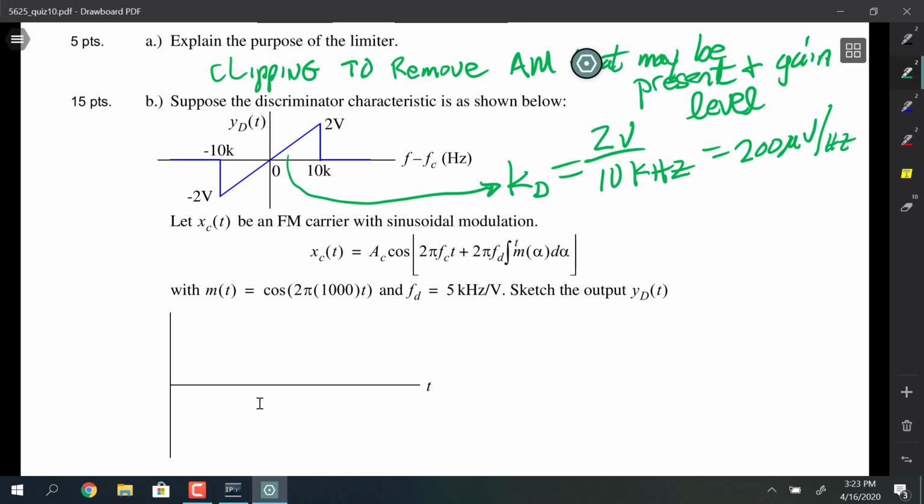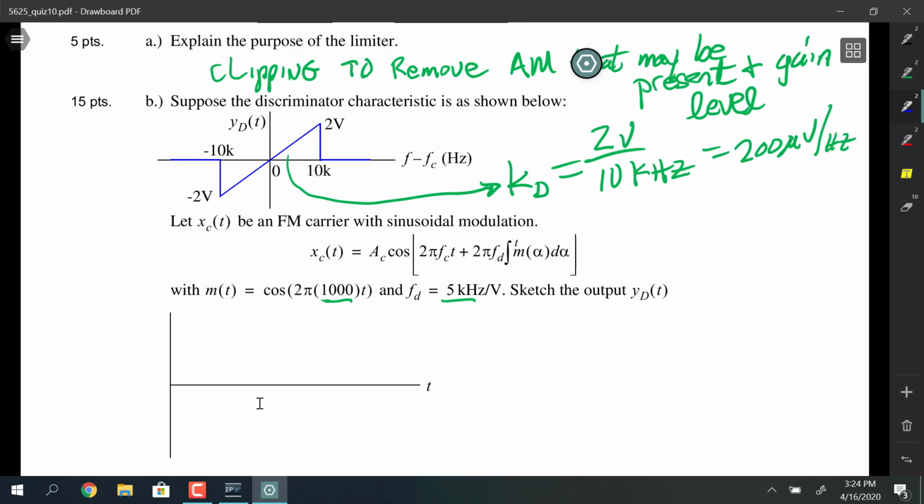So now we're going to assume that the carrier is frequency modulated with a sinusoid. The sinusoid is at 1 kilohertz. The deviation constant in the modulator is 5 kilohertz per volt. Now we want to sketch the output from the discriminator. I wasn't even reading the numbers in the problem when I was doing the little example up above. I was just thinking in general terms. But our message, we don't really have to integrate anything. All we have to do is study what's going on here.